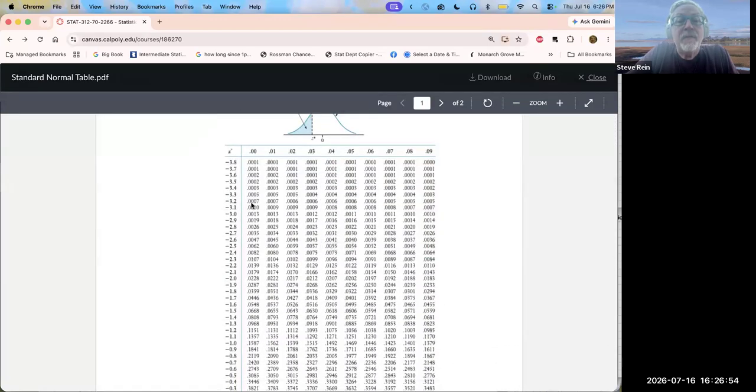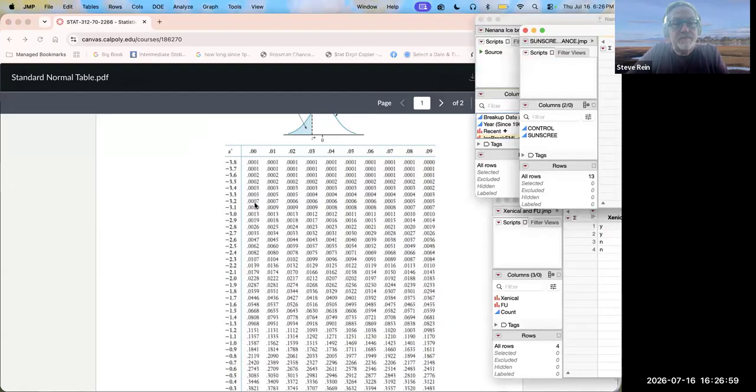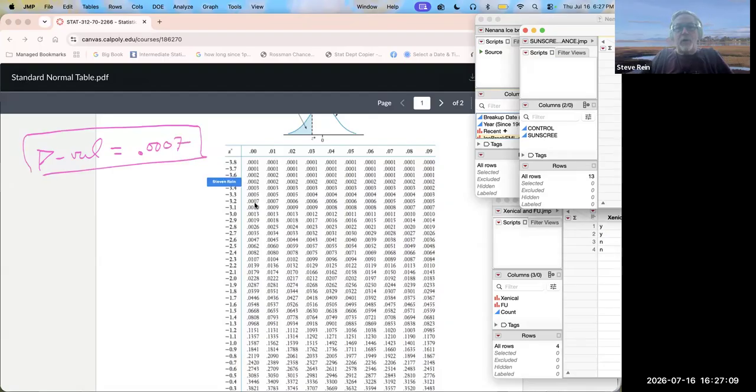Negative 3.2 has an area of 0.0007. My p-value is 0.0007 with 34 heads and 100 flips. I have to believe either the coin is fair and we were just 7 out of 10,000 level unlucky, or believe that the coin is biased and really it's less than half the time coming up heads. And I would conclude the alternative.